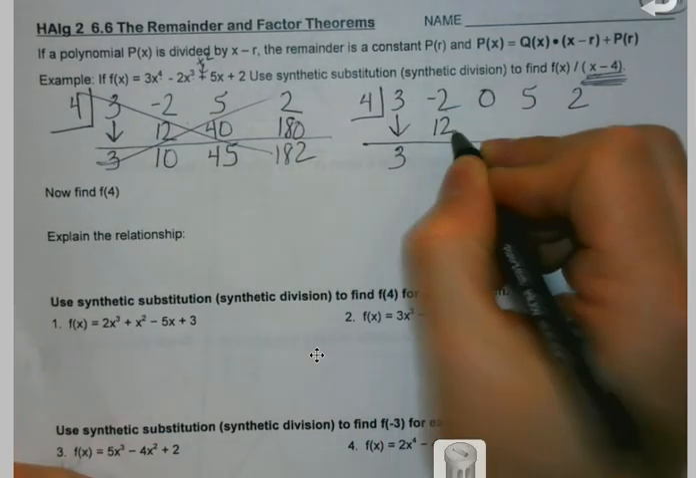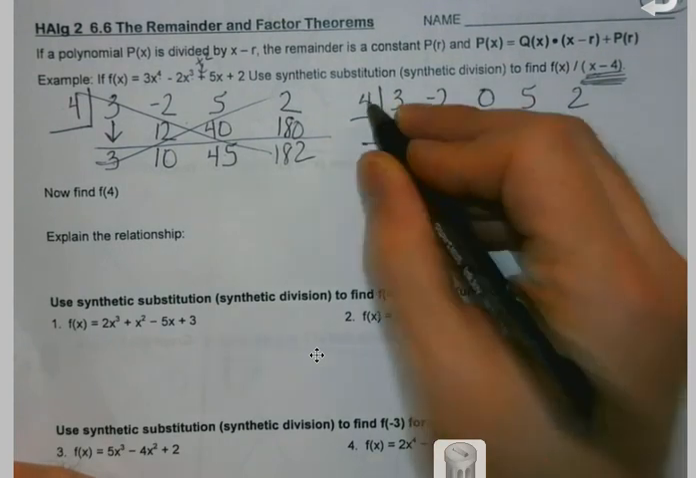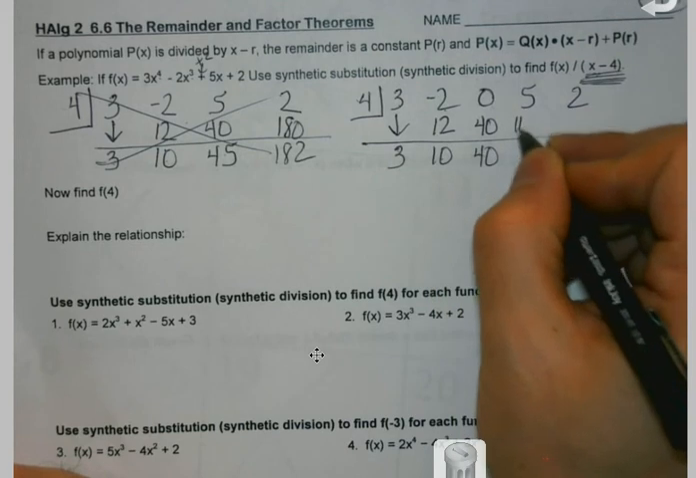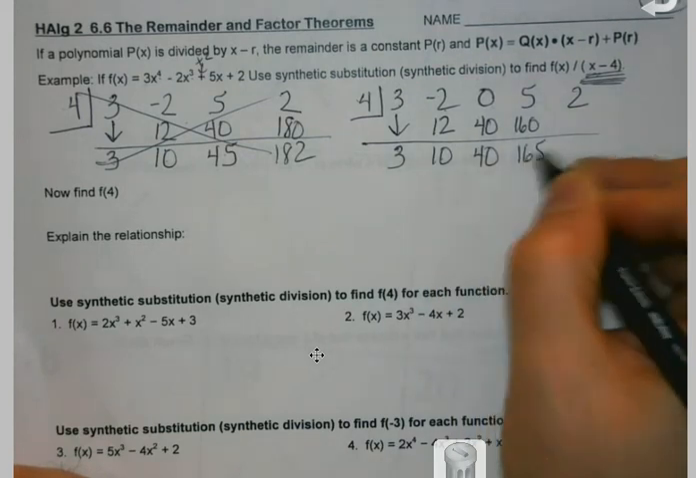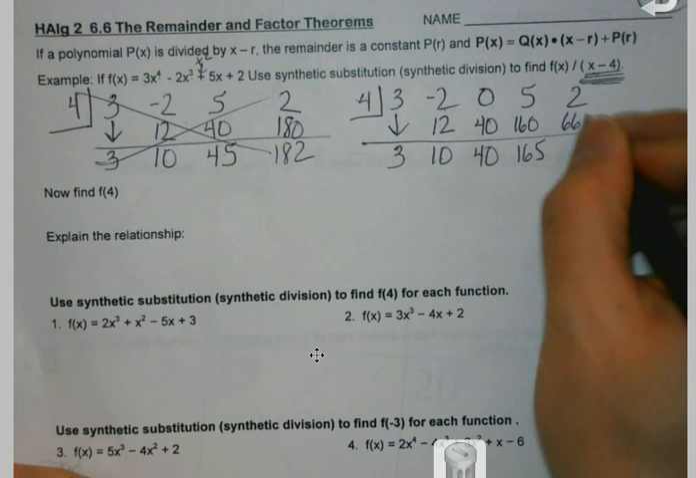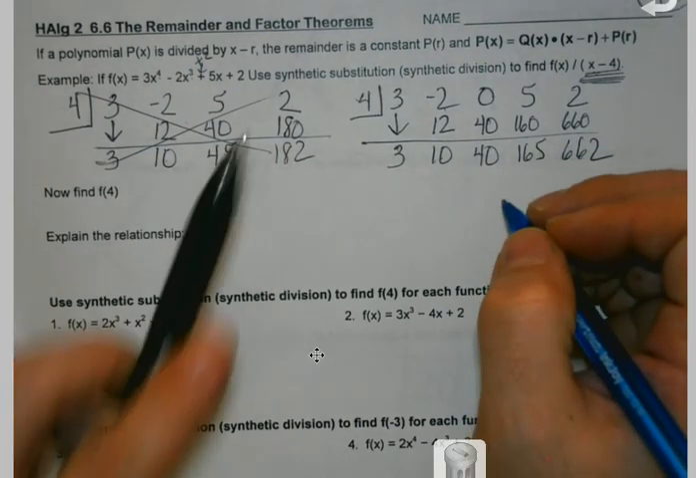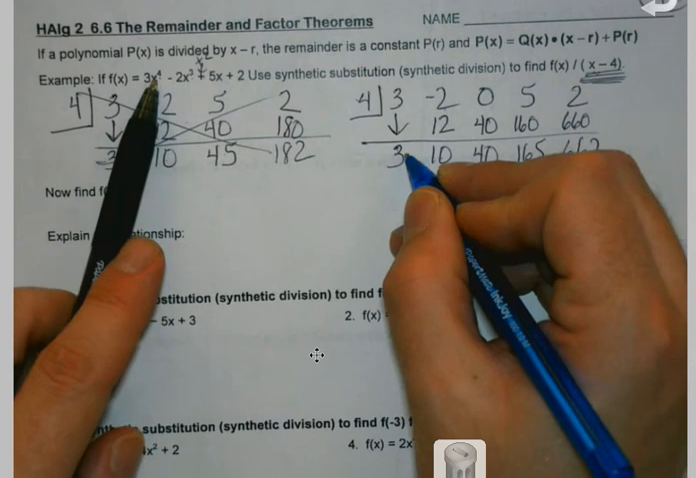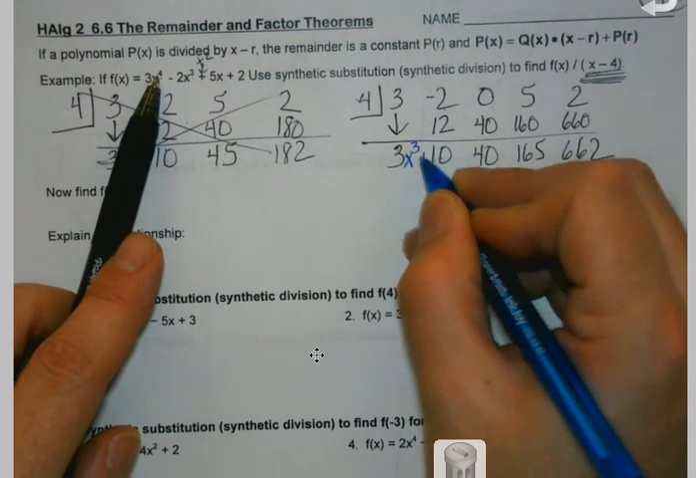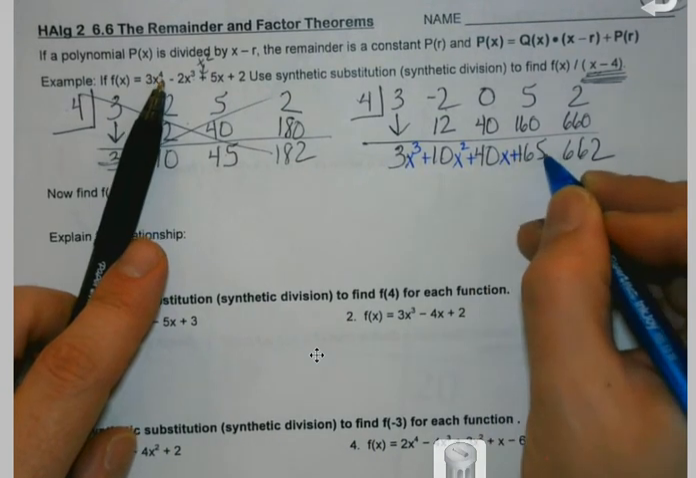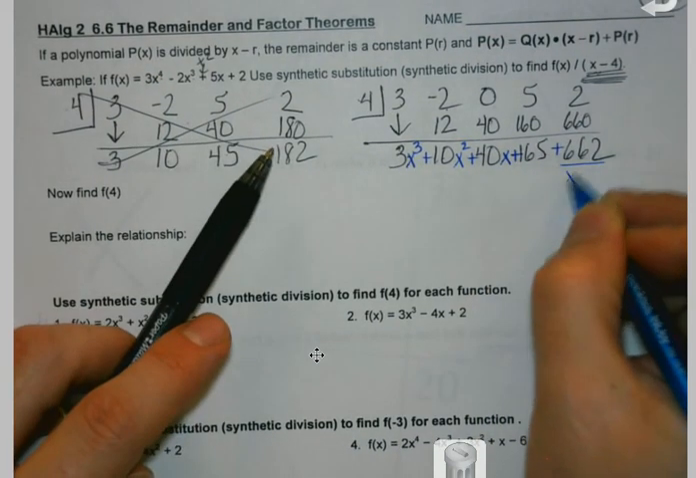So 4 times 3 is 12, add down, 40, add down, multiply, add down, ooh, big answer. Multiply, add down. And again, if I wanted to get out this solution, I'd say, okay, I'd have started with x to the 4th, so I start with 1 less, x to the 3rd, x squared, x, my constant term, and there's my remainder.